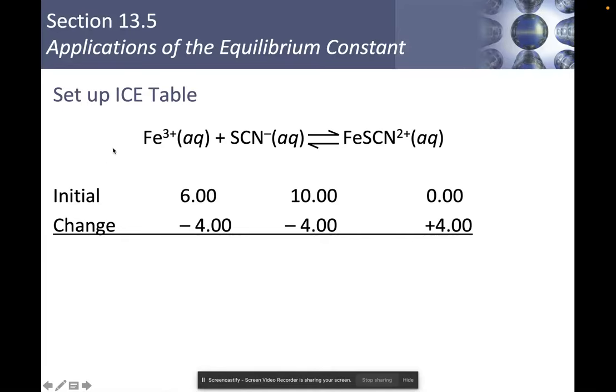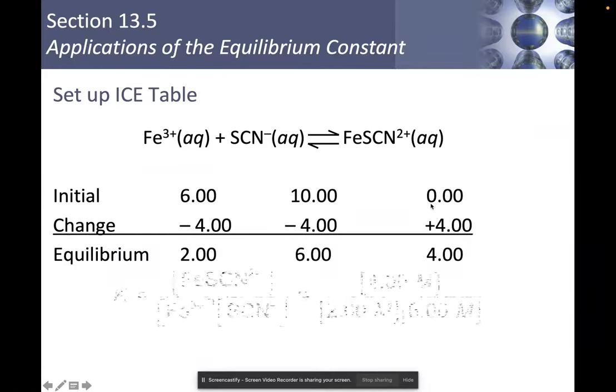What's the C? The C is the change, okay? How much is it changing by? Well, if we know that the equilibrium concentration of this is 4, that must mean that this changed by 4 and this changed by 4. And it is subtraction. We are losing our reactants. We are making product. So when I do that, what I get is 2 moles per liter of this, 6 moles per liter of this, and I have at equilibrium 4 of my complex.